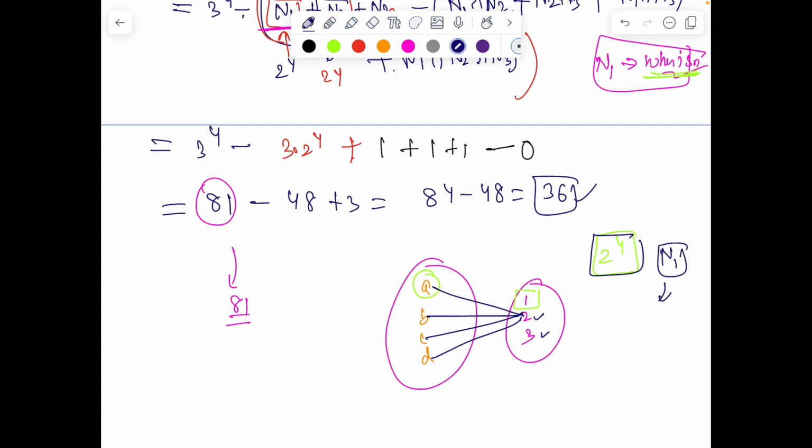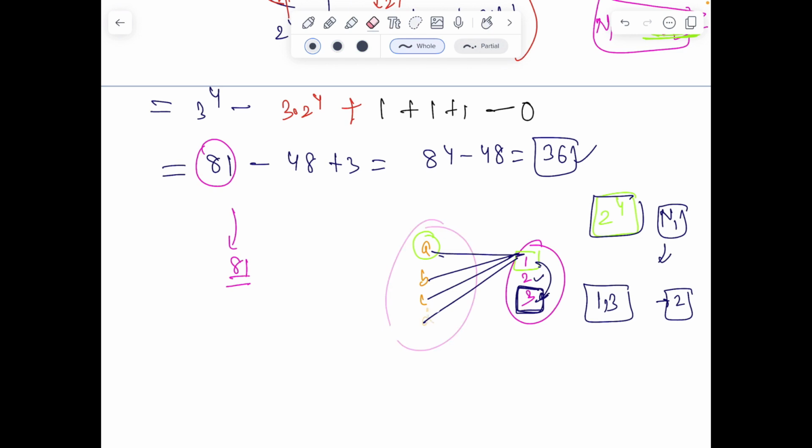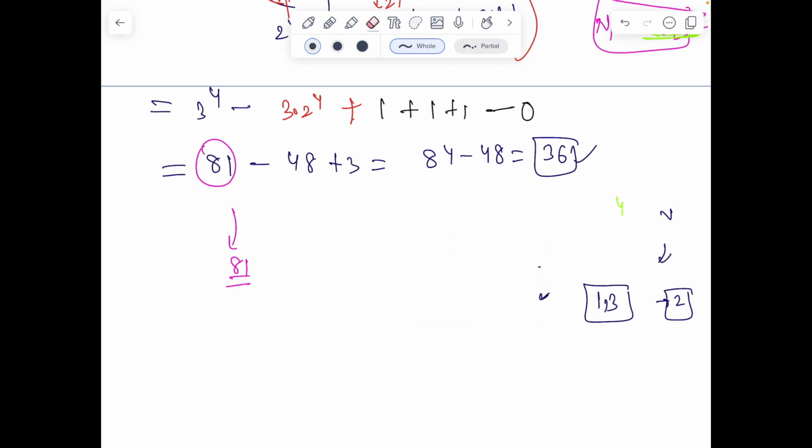So in n1 I have also counted the case when 1 and 3 became empty, and the rest is going to 2. But this case is counted twice. Why? Because suppose now in 2 to the power 4, 3 is empty, and in this case all of them are going to 1. So then what will happen?